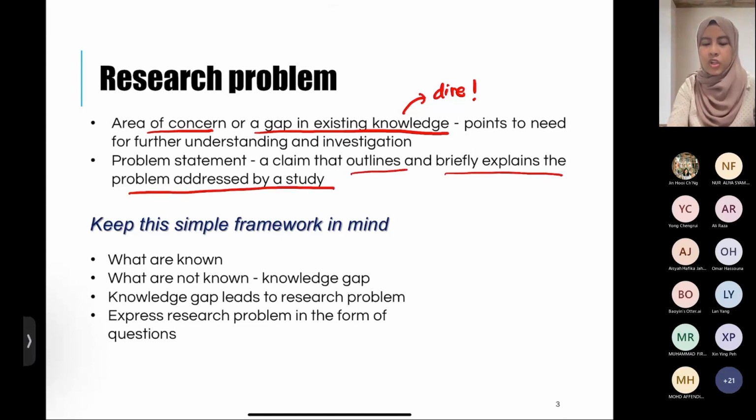Okay, so when you address the problem for that study, the problem can be one problem, or two problems, or three problems. That's okay. So you need to highlight and outline, break it down. If the problem is too big, you break it down into multiple problems, so that your objectives later on address those small chunks of the problem.